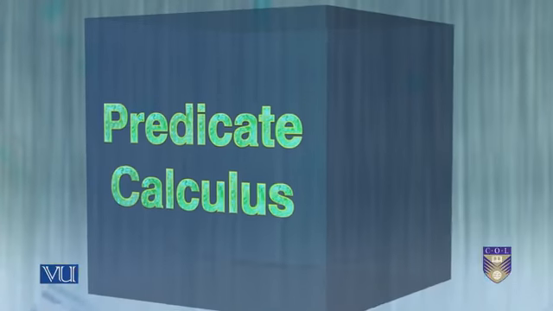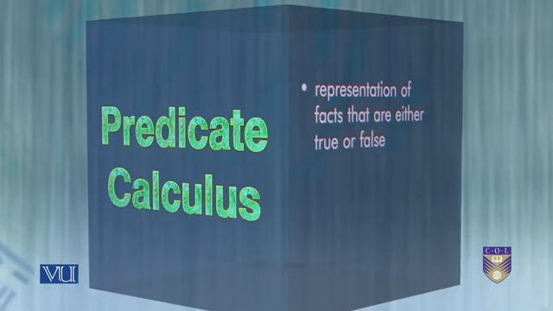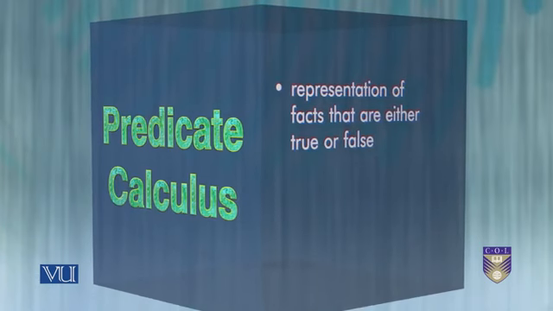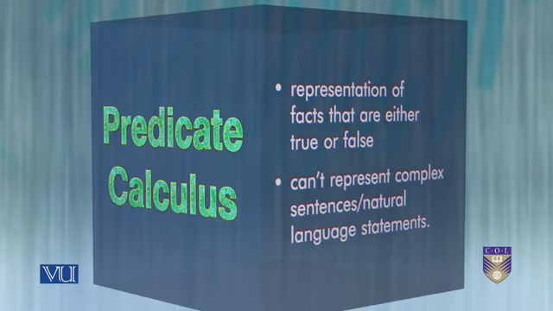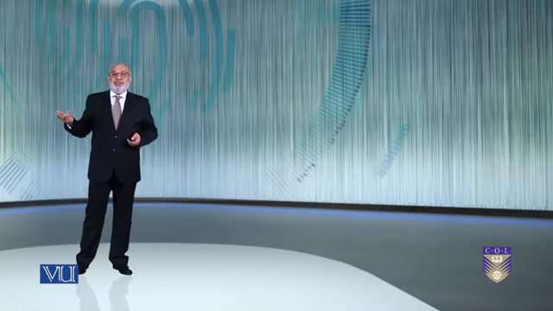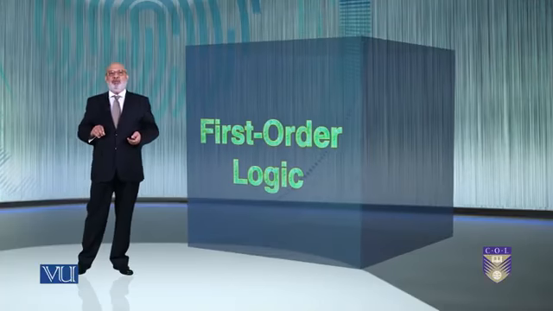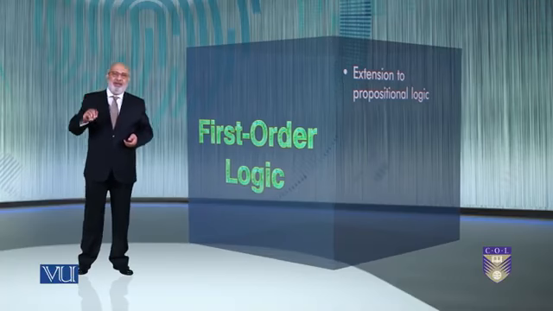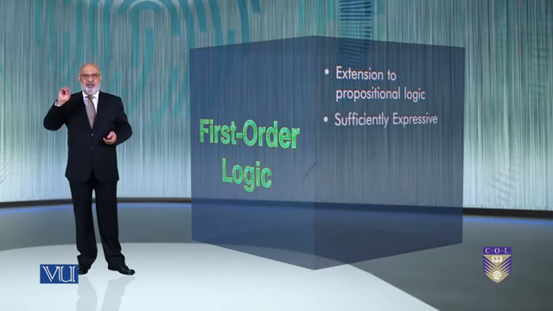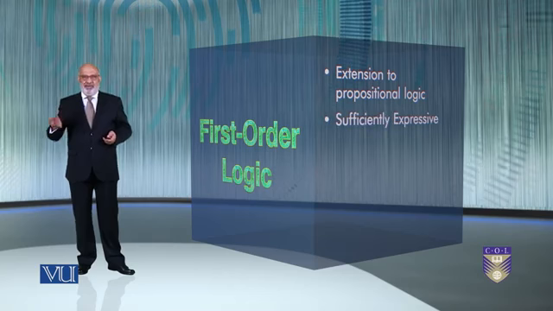Remember, we can only represent facts that are either true or false. We can't have mixed values. And of course, once again, the limitation is that it can't represent complex sentences or natural language statements. So you could say, for instance, we can't represent the following sentences in propositional logic, like some humans are intelligent, or Ahmed likes cricket. You don't have it. That's where first order logic comes in. That's another representation, okay, which is sufficiently expressive and an extension of propositional logic.